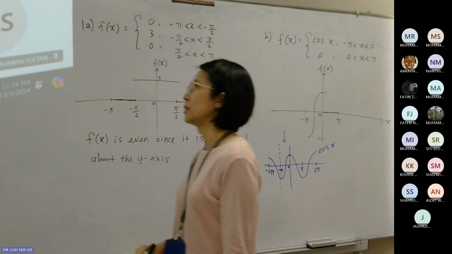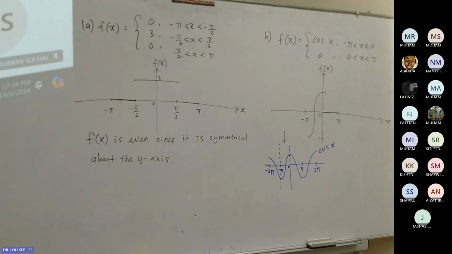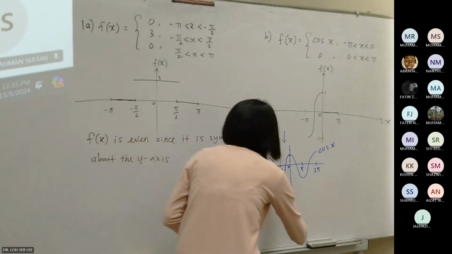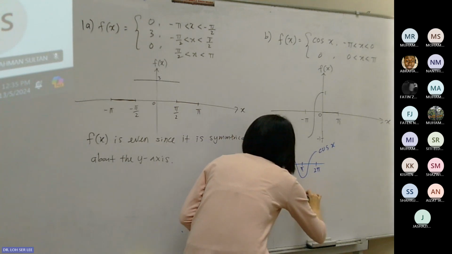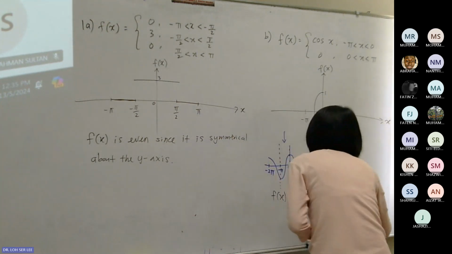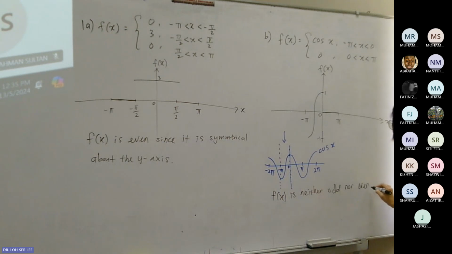So this graph is not odd and also not even. So the answer is neither odd nor even.